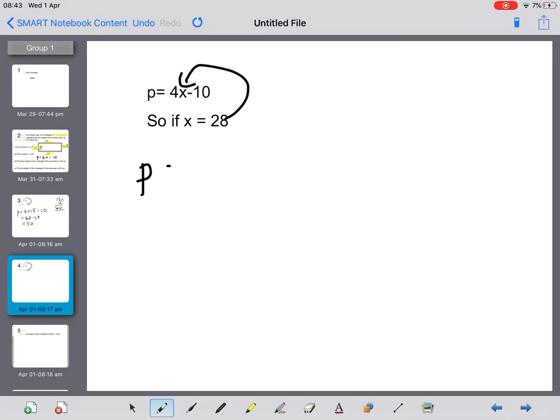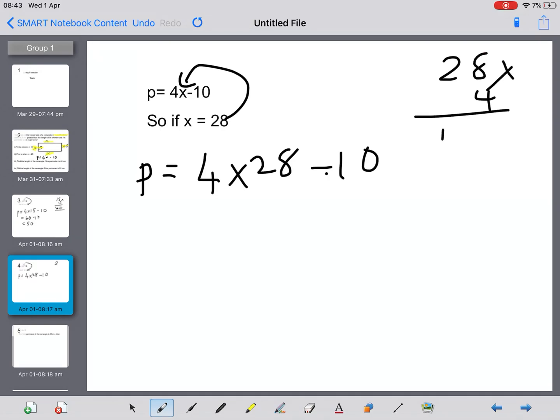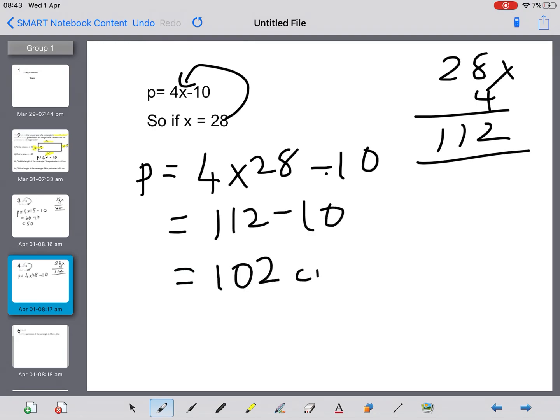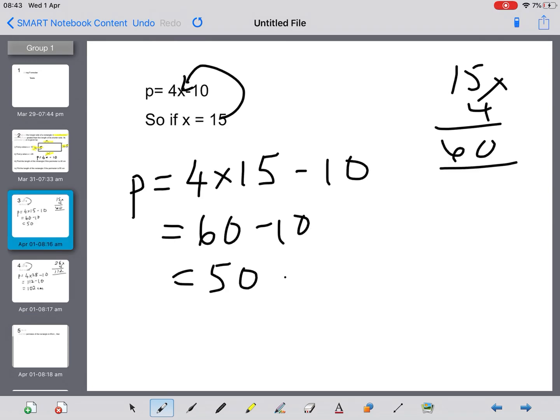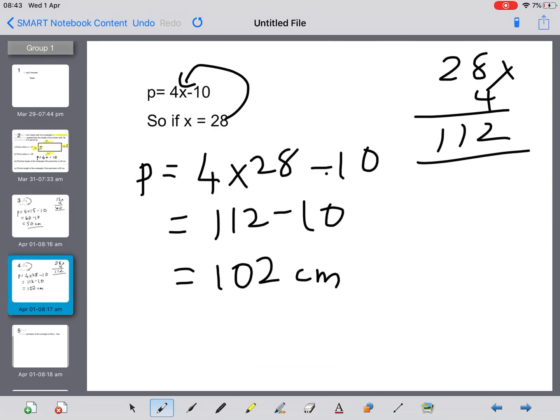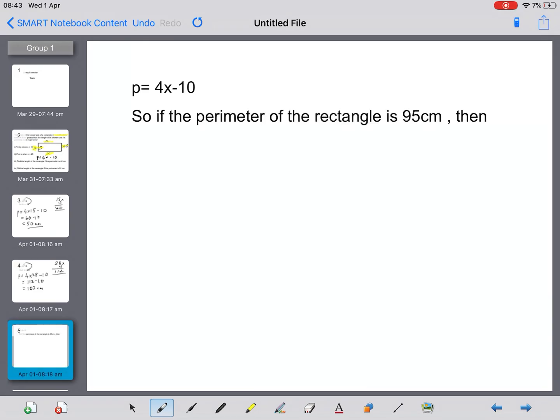Same on this one, the x is 28. So p equals 4, remember letter and number next to each other means multiply, take away 10. Do your 28 times 4, which comes to 112. Obviously that's both centimetres, that one should have been centimetres as well. Okay, if you're not sure about any of these, pause the video and just check how to work them out.